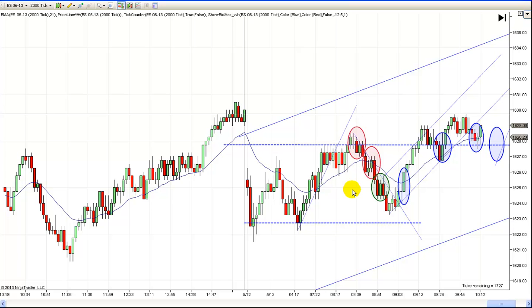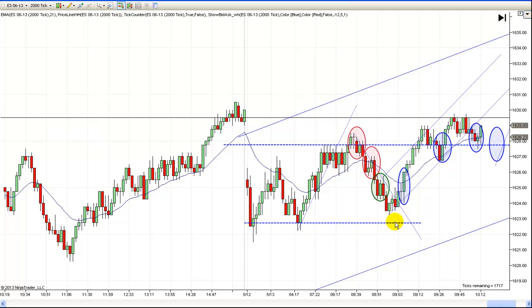That's why I circled that whole group. But either way you entered, this had to be your signal bar, and your stop has to go up here. As long as you did that, you could have ridden this. I was thinking of riding it all the way to the low. It didn't turn out that way, but that's what I was thinking.